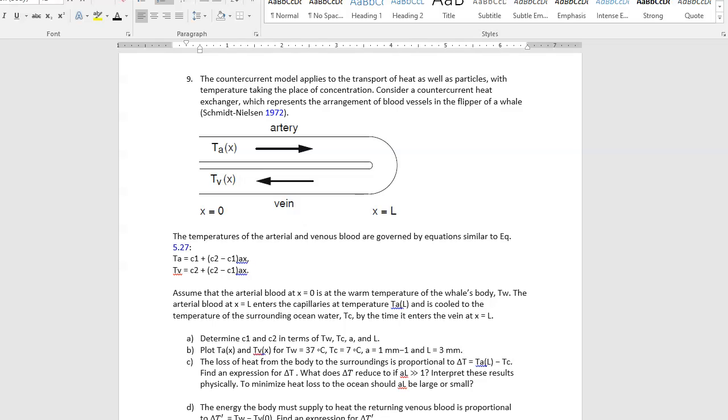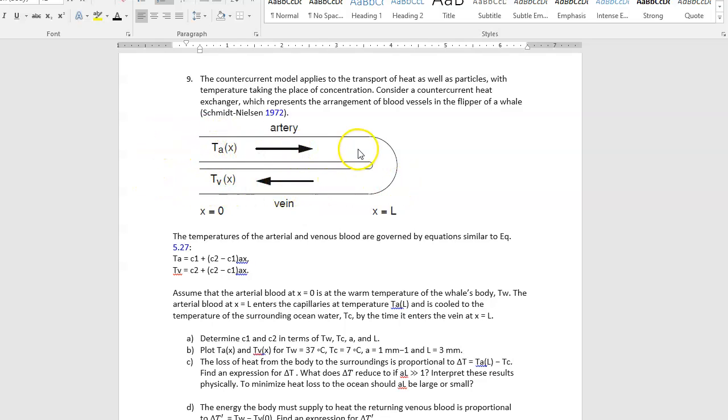Problem 9 is about counter currents, and essentially at the end of the day it involves doing a bunch of algebra. So this is a simple model for the counter current in an artery and vein. You've got your artery going out, and this is your capillary, if you will. Arterial blood flows in, venous blood flows out.